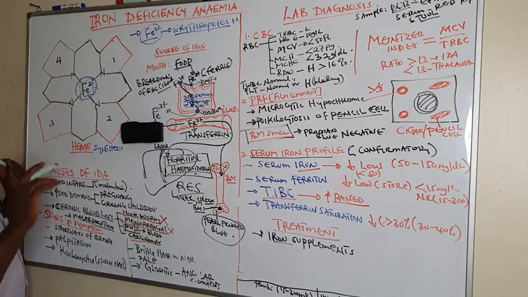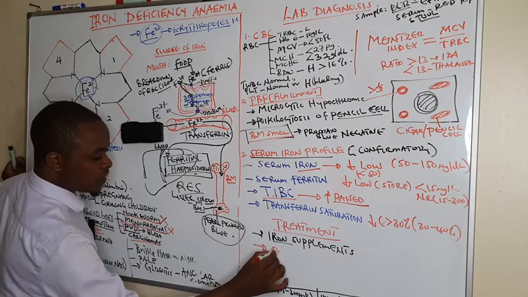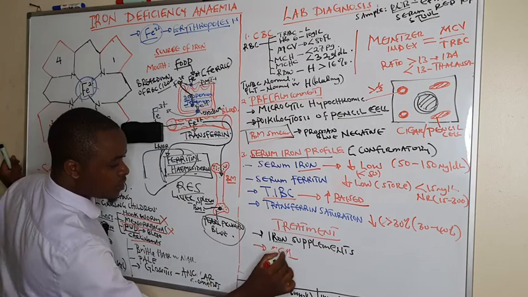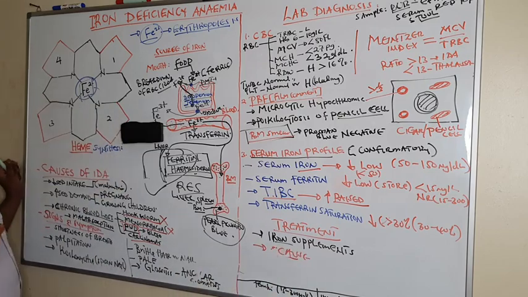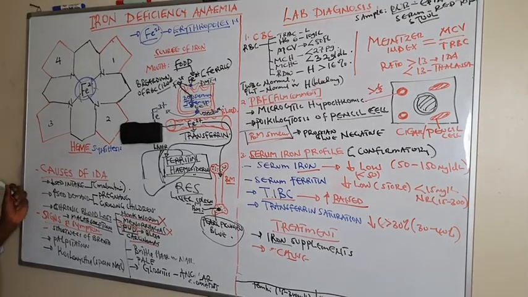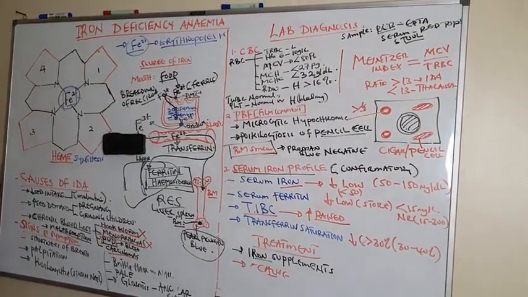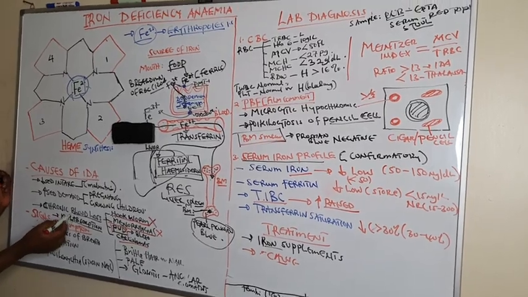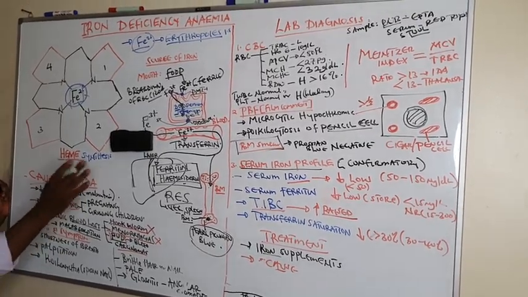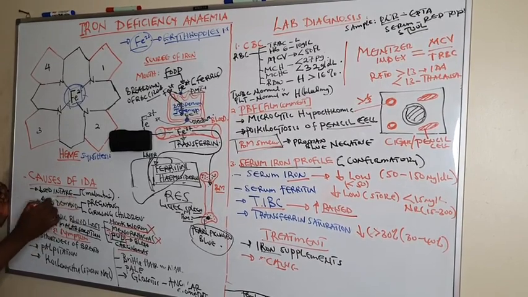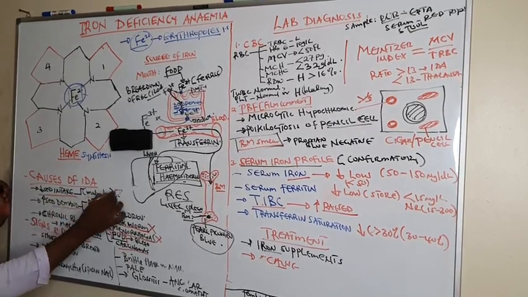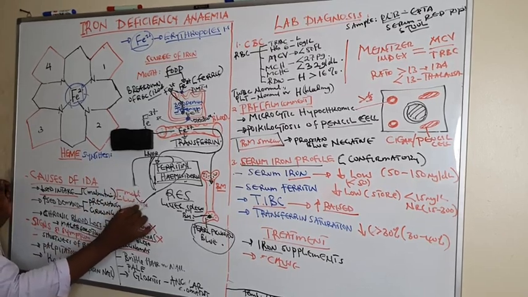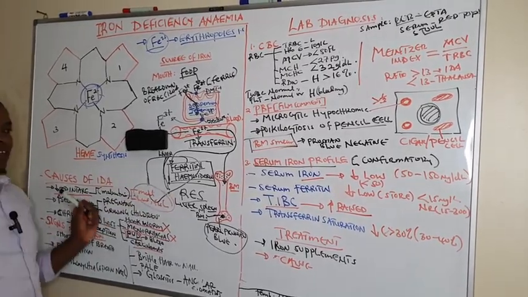So the treatment is according to the cause. You treat according to the cause. That is what we can talk about. Then if it is increased demand, then there we can give the supplements. And if it is a decreased intake, we can advise these people to take some meat, liver, fish, and so forth to be treated for iron deficiency.